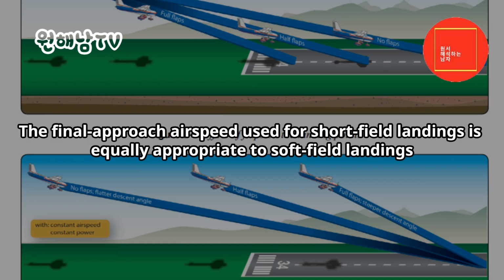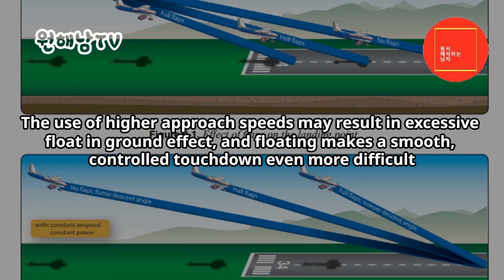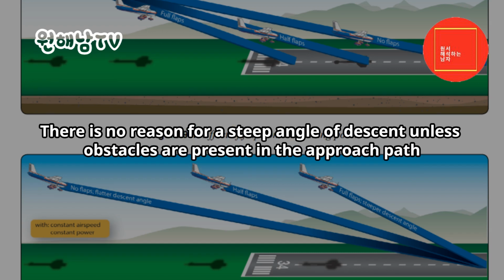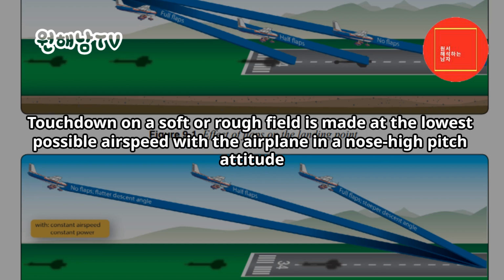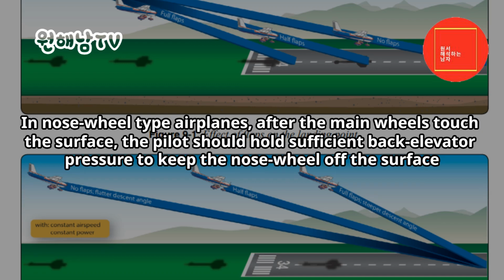The final approach airspeed used for short field landings is equally appropriate to soft field landings. The use of higher approach speeds may result in excessive float and ground effect, and floating makes a smooth, controlled touchdown even more difficult. There is no reason for a steep angle of descent unless obstacles are present in the approach path. Touchdown on a soft or rough field is made at the lowest possible airspeed with the airplane in a nose-high pitch attitude. In nose-wheel type airplanes, after the main wheels touch the surface, the pilot should hold sufficient back elevator pressure to keep the nose wheel off the surface.